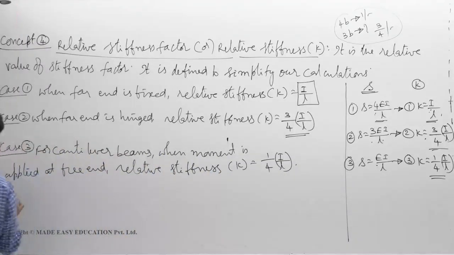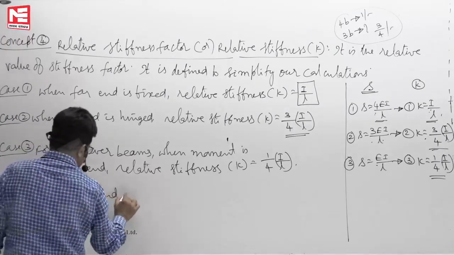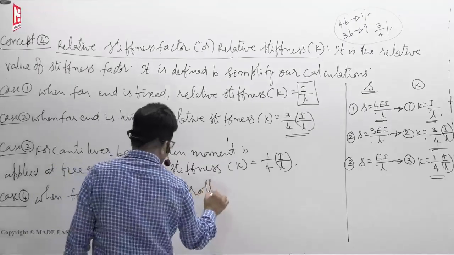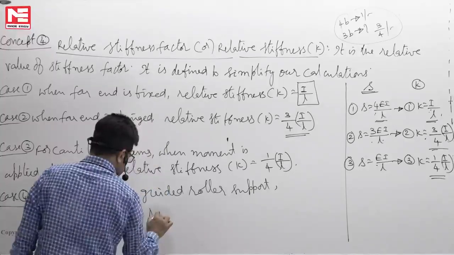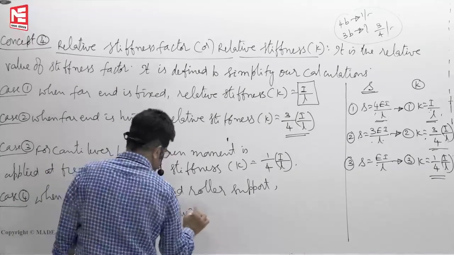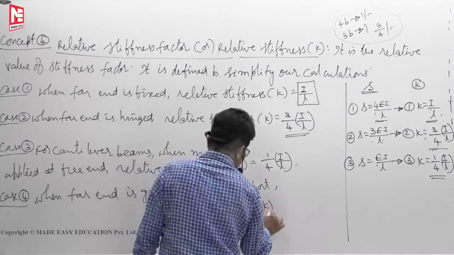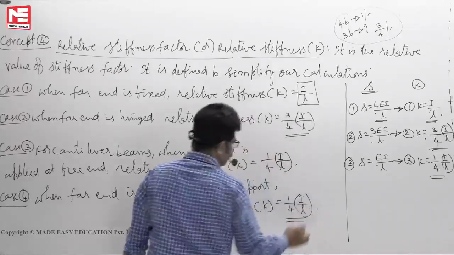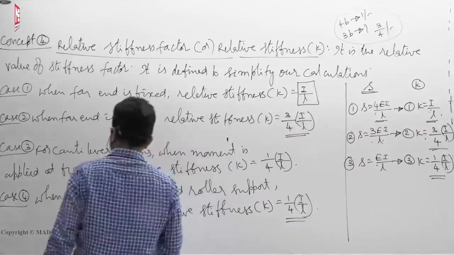So is the case here, case 4. When the far end is a guided roller support, same case now, relative stiffness K is equal to 1 by 4 I by L. Next, last case, this is also the same as the earlier one.